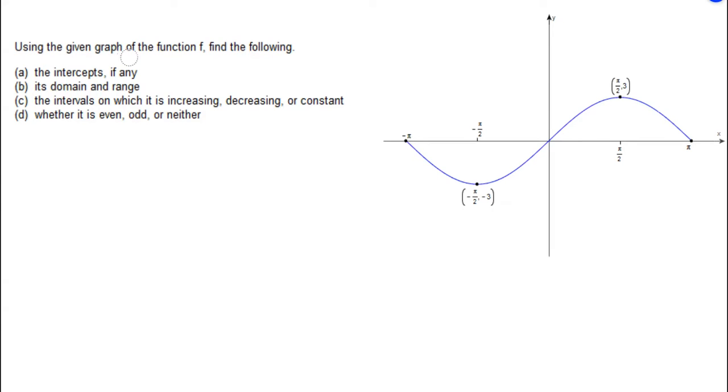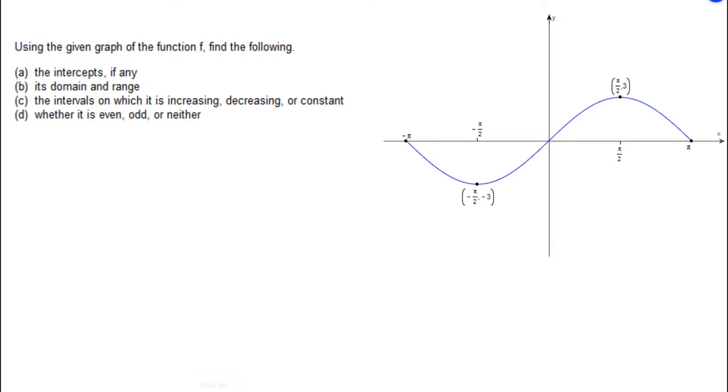Using the given graph of the function, find the following: the intercepts, the domain and range, intervals on which it is increasing, decreasing, or constant, and whether it's even, odd, or neither. So let's start with the intercepts.